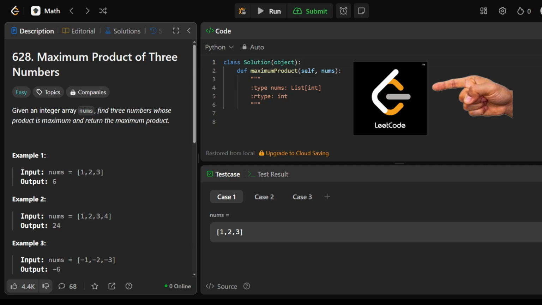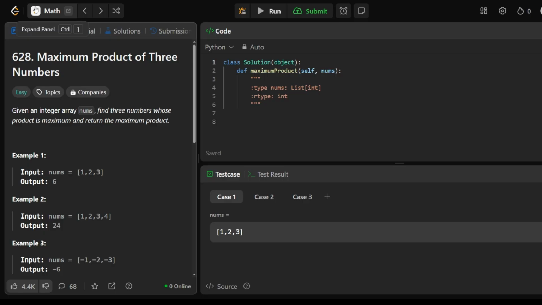In this tutorial, we're going to go over LeetCode 628, maximum product of three numbers. Now, this is part of the math series, a series I highly recommend going through. We can see here this question's asking, given an integer array nums, find the three numbers whose product is maximum and return the maximum product.